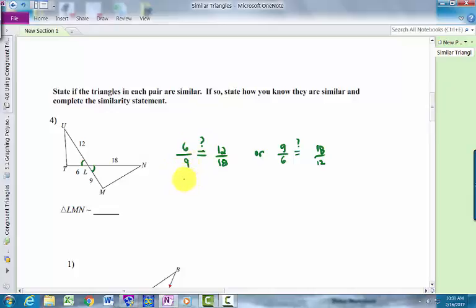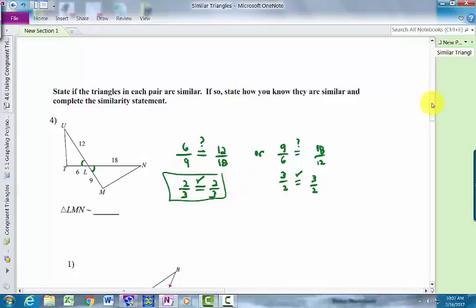Lovely. So now you just ask yourself, does that equal? Well, let's reduce these. 6 over 9 reduces to 2/3. And then 12 over 18 reduces to 2/3. Hey, it checks out. And then this is the same thing. This turns into 3 over 2 and 3 over 2. That checks out as well. I probably would have just gone with this one right here. Okay, so what does that tell me?